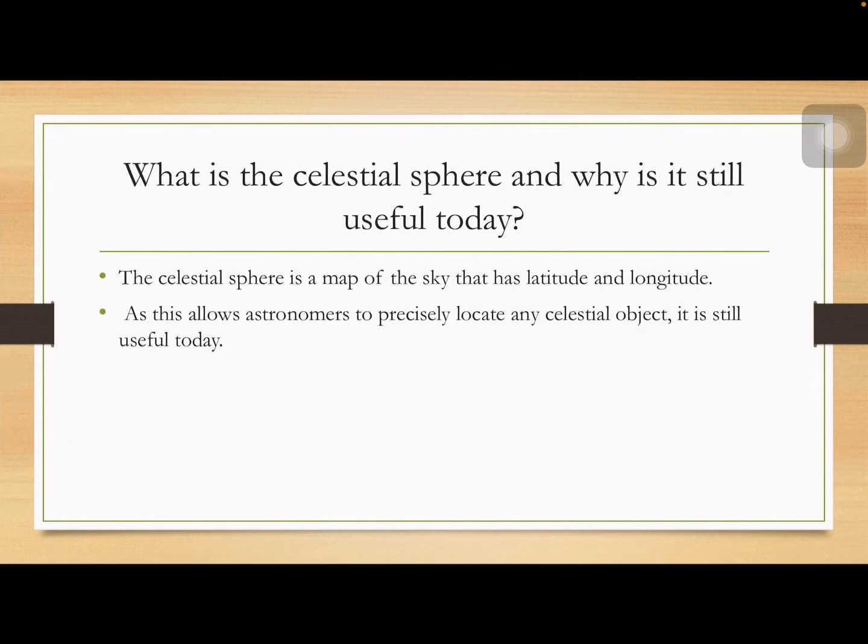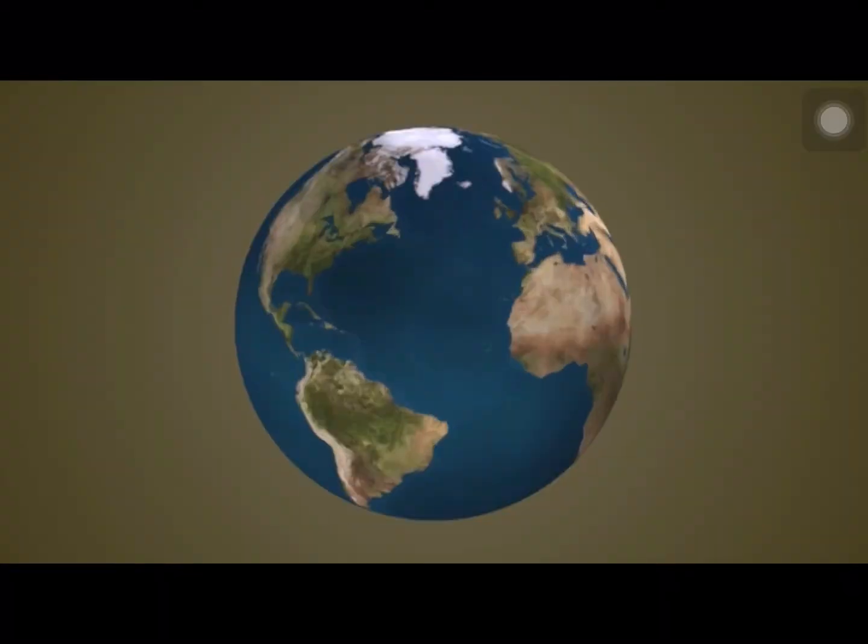What is the celestial sphere and why is it still useful today? The celestial sphere is a map of the sky that has latitude and longitude, as this allows astronomers to precisely locate any celestial object. It is still useful today. And now I will show you a video that explains the celestial sphere.